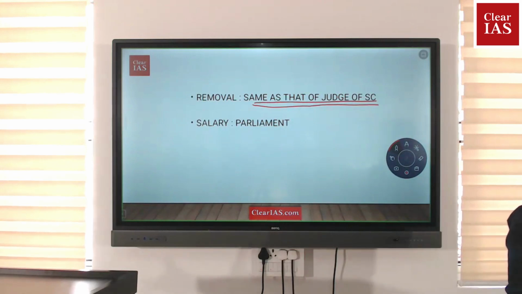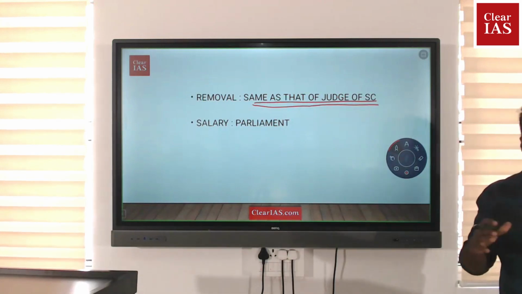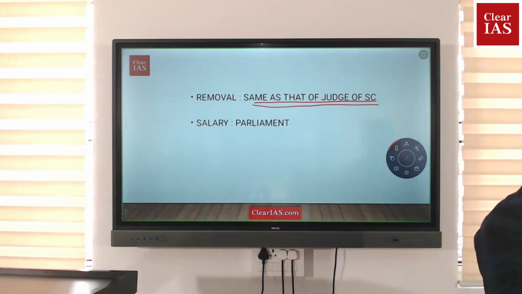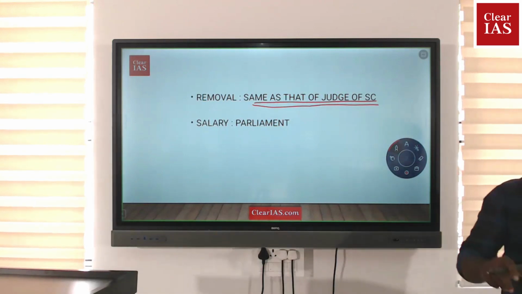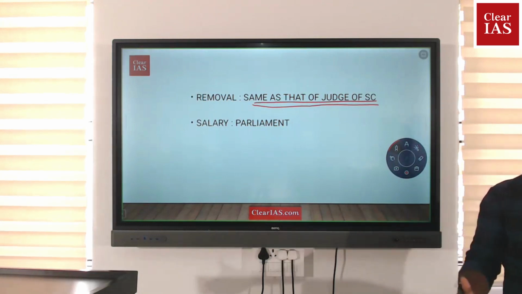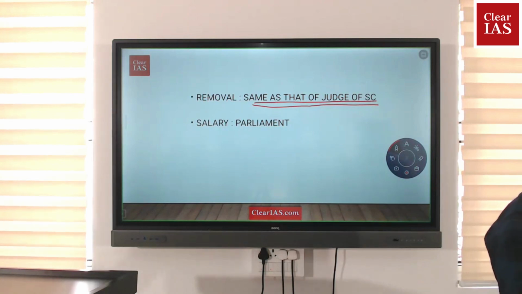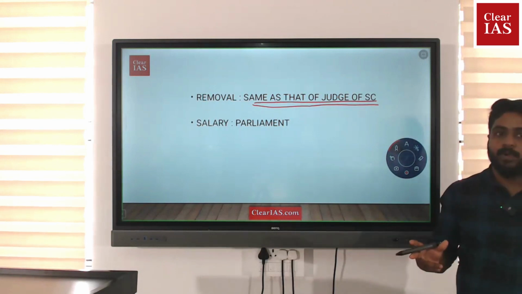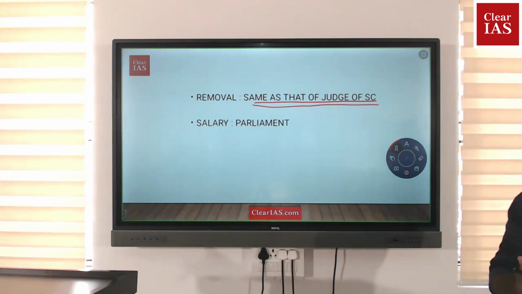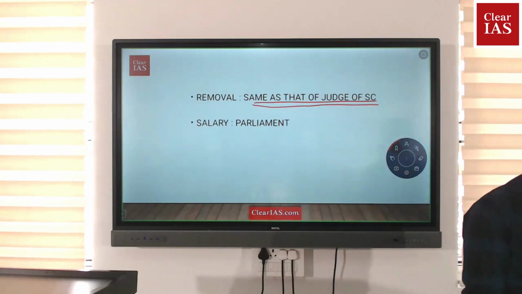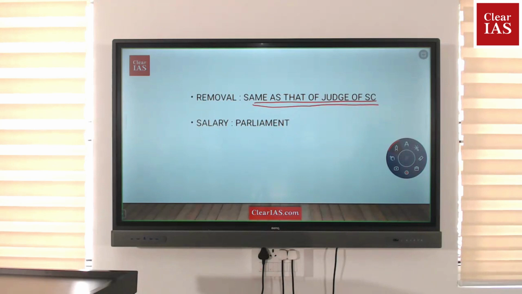Yes, the process can be initiated in both Lok Sabha as well as Rajya Sabha. If it is initiated in Lok Sabha, it needs to be supported by 100 members. If it is initiated in Rajya Sabha, it needs to be supported by 50 members. Fine. So that is the process of removal of the judges of the Supreme Court. And where is this process mentioned? In which article is the process regarding the removal of the judges of the Supreme Court mentioned?